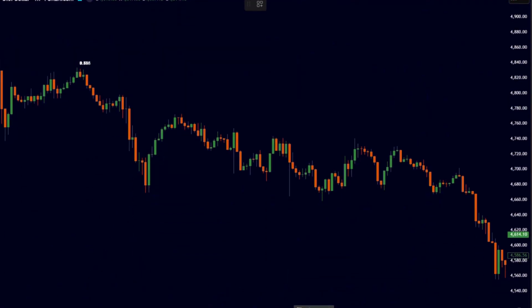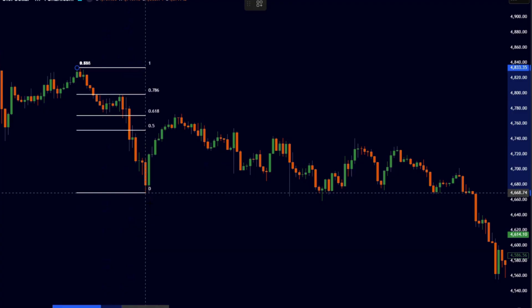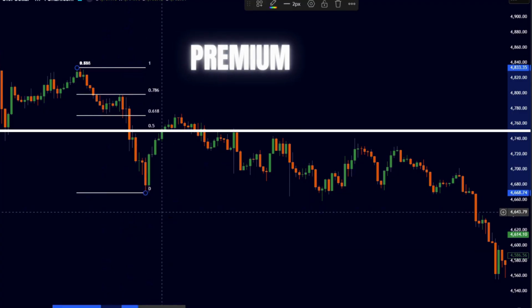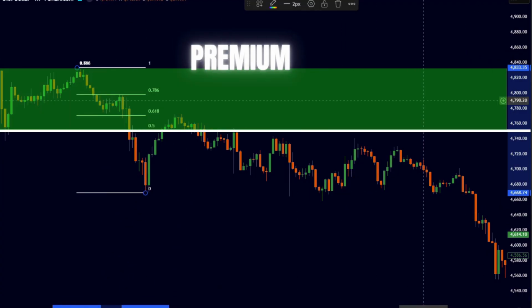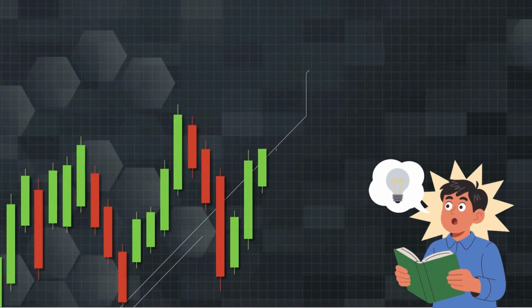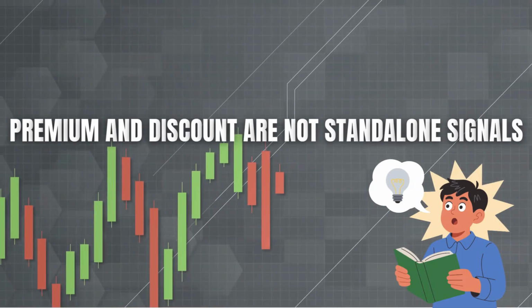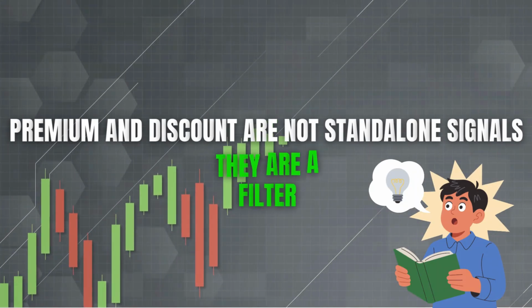In a bearish move, you flip the logic. Apply the Fibonacci from the swing high down to the swing low. The premium zone is now the upper half, the 50% to 100% retrace area. That is where you want to be selling. Here is the critical thing to understand. Premium and discount are not standalone signals. They are a filter.